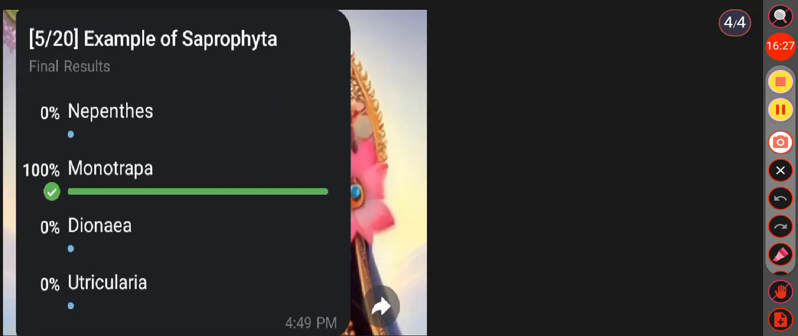Then see question number 5. Example of saprophyte. Option A, Nepenthes. Option B, Monotropa. Option C, Dionaea. Option D, Utricularia. The correct answer is Monotropa. What are saprophytes? Saprophytic plants lack chlorophyll and cannot make their own food. They get their nutrients from dead matter. Right?